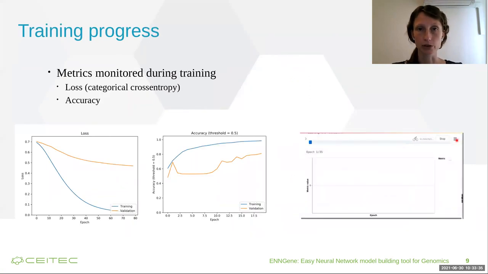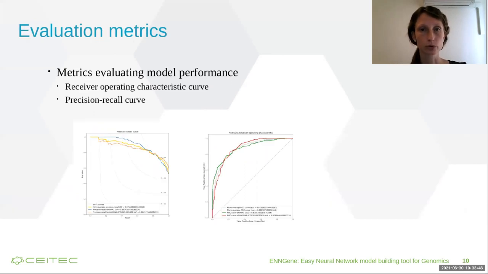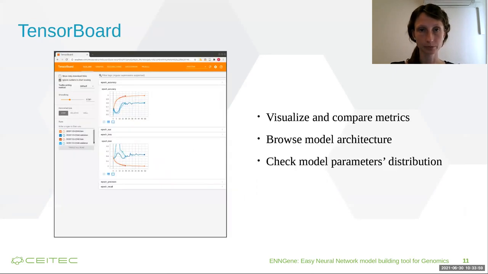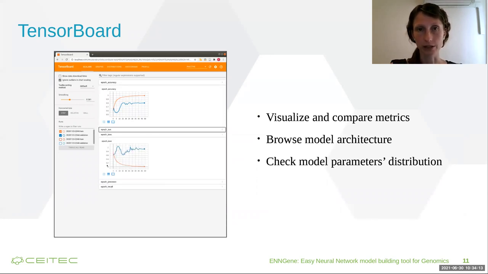During the training, you can monitor the accuracy and categorical cross-entropy loss in an interactive plot directly in the application. These metrics are also exported after the training is finished. Also, 2 most commonly used evaluation metrics are exported. Those are the receiver operating characteristic curve and precision recall curve, both adjusted for the multi-class classification problem. Also, TensorBoard files can be exported. The TensorBoard is an external tool that can help you visualize or compare metrics throughout multiple runs, or, for example, interactively browse the model architecture.